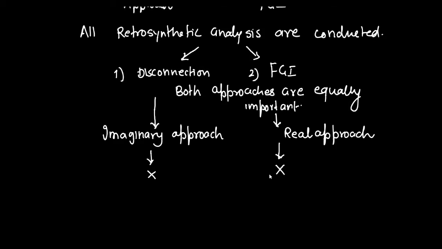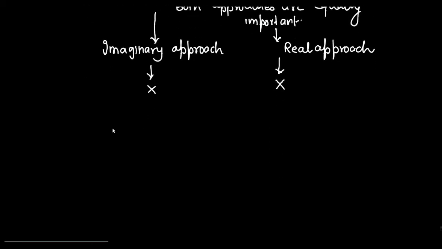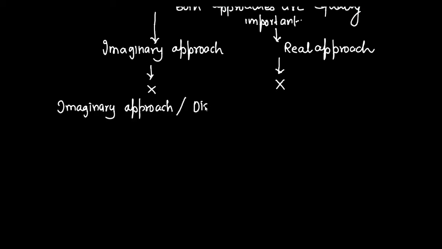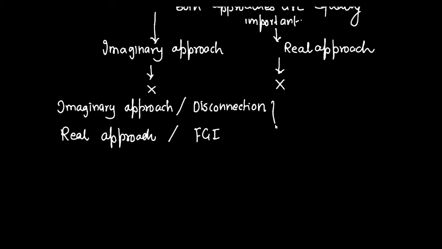So there are two approaches: the imaginary approach, or the other name I told you, the disconnection approach, and the real approach, or the FGI. With the help of these two strategies, you can conduct the retrosynthetic analysis.